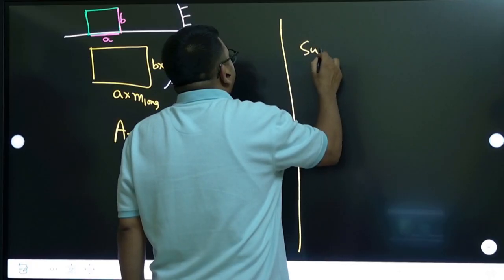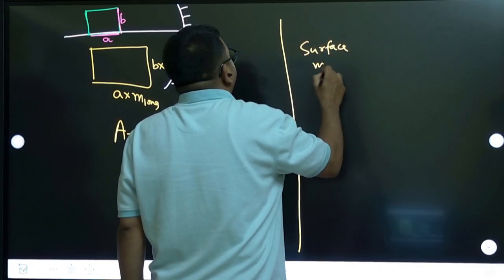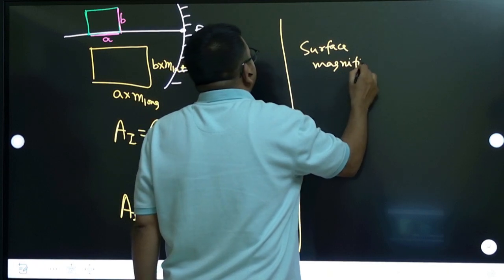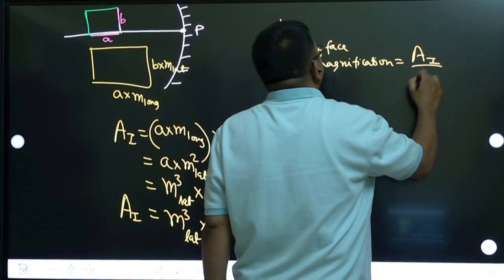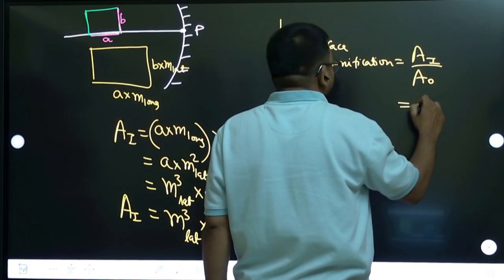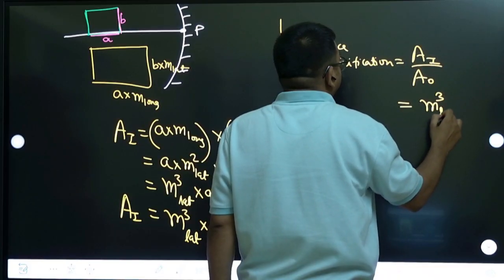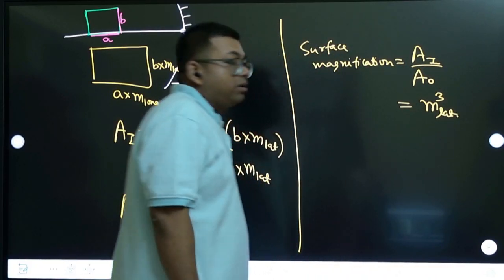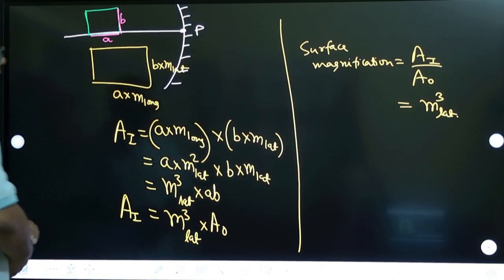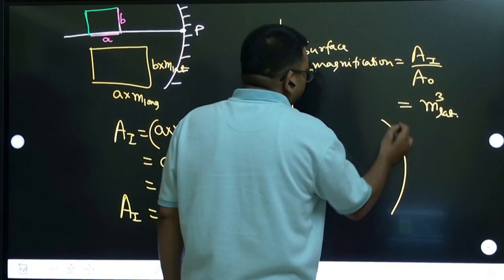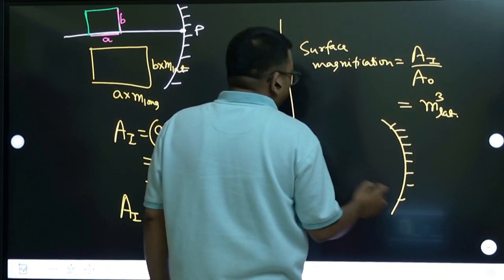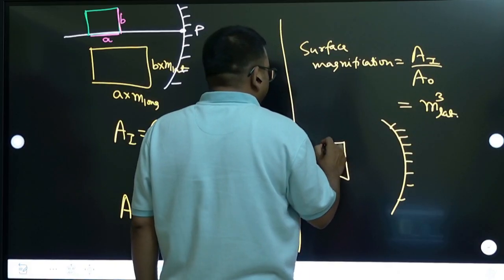So surface magnification is equal to area of image by area of object. You can see here it is becoming cube of lateral magnification, like this. Okay. Similarly, we can have volume magnification also. Suppose that in front of a concave mirror there is a cube or cuboid kept like this way.